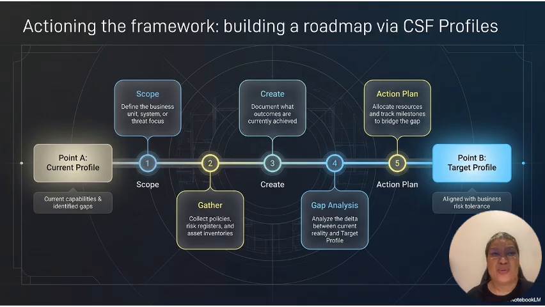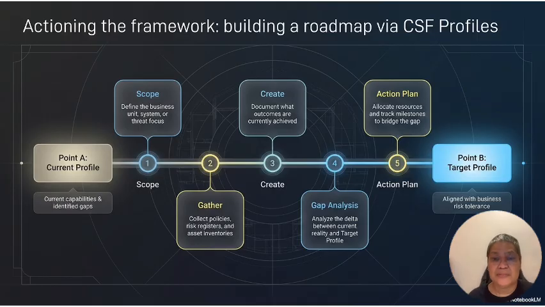So how does this all work, right? So we have to build frameworks. We have to build a roadmap to get from the first tier to the fourth tier. We have to build what we call profiles. You have to start from point A, where you are, and identify, and then map your way out to point B, which is where you want to be, right?